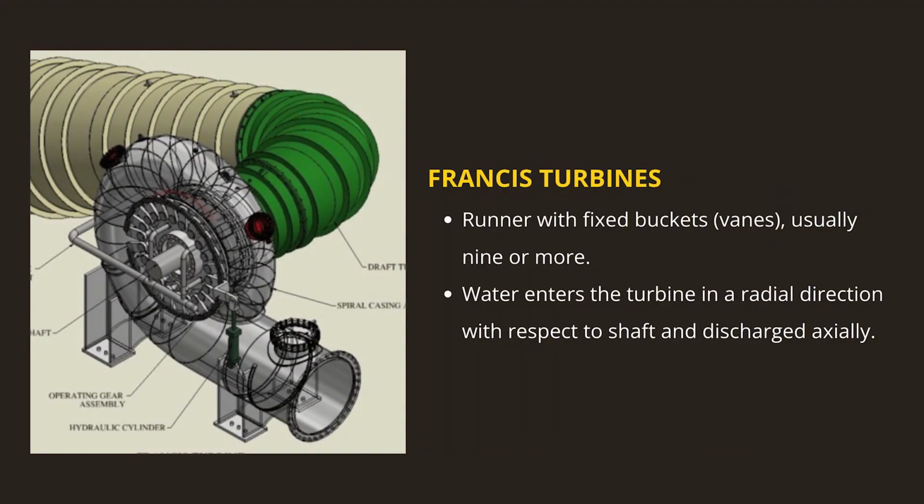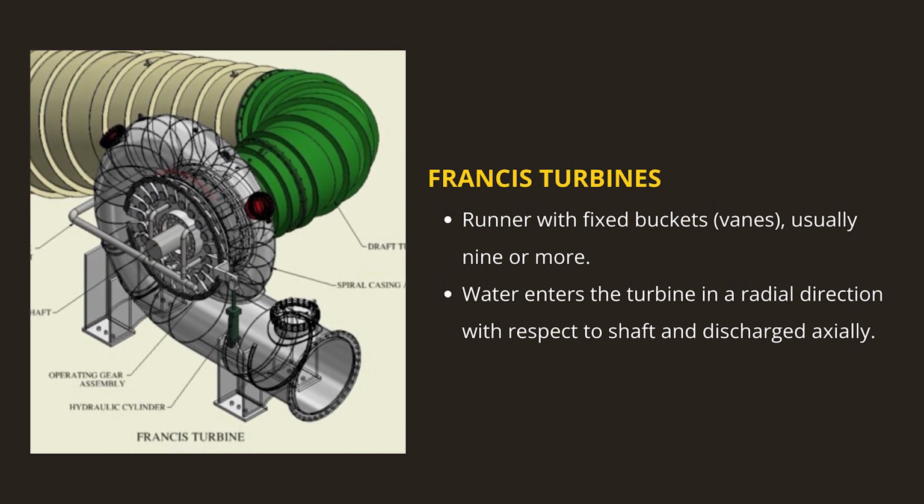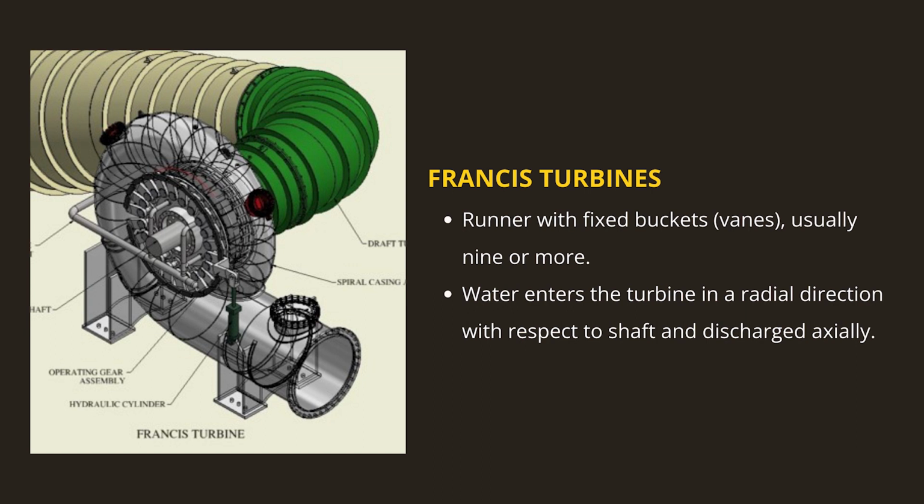Now, let us have some small discussion about the Francis turbine. A Francis turbine is one having a runner with fixed buckets, also referred to as vanes, usually 9 or more, in which the water enters the turbine in a radial direction with respect to the shaft and is discharged in the axial direction. Principal components consist of a runner, a water supply case to convey the water to the runner, wicket gates to control the quantity of water and distribute it equally to the runner, and a draft tube to convey the water away from the turbine.